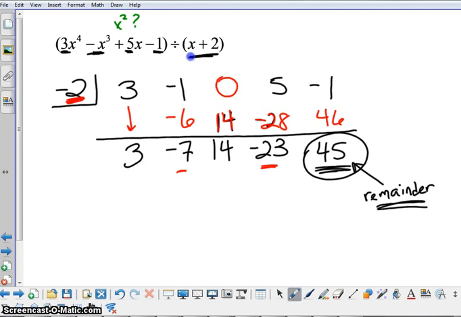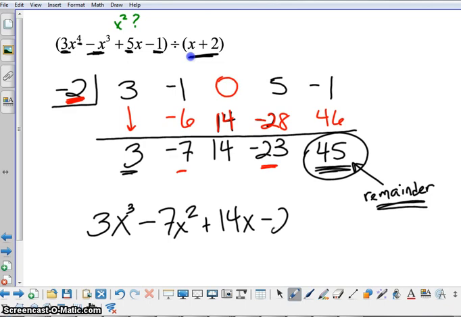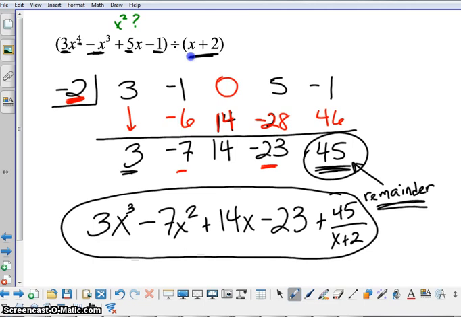And then we'll write out our answer. We'll begin with 1 power, 1 degree, less than that x to the fourth, so that would be x to the third. And then we just take the coefficients. 3x to the third, we drop down 1 power, and we have minus 7x to the second, plus 14x, minus 23, plus 45, over whatever we were dividing by, which was x plus 2. And that is our answer.